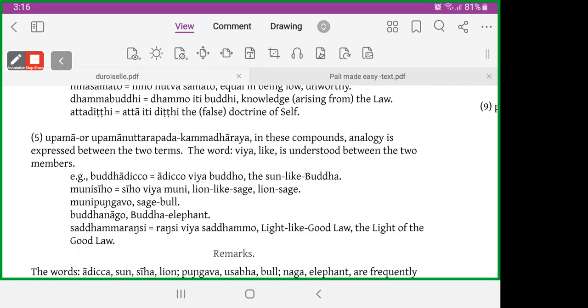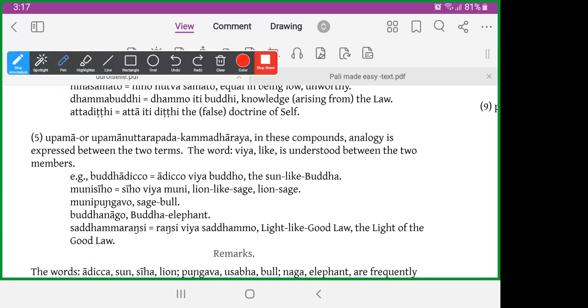All right. So this one is easy to understand. So upama, upama, upama uttara pada Kammadharaya. Okay, we can read together so you don't feel bored. So please do together. Follow me.